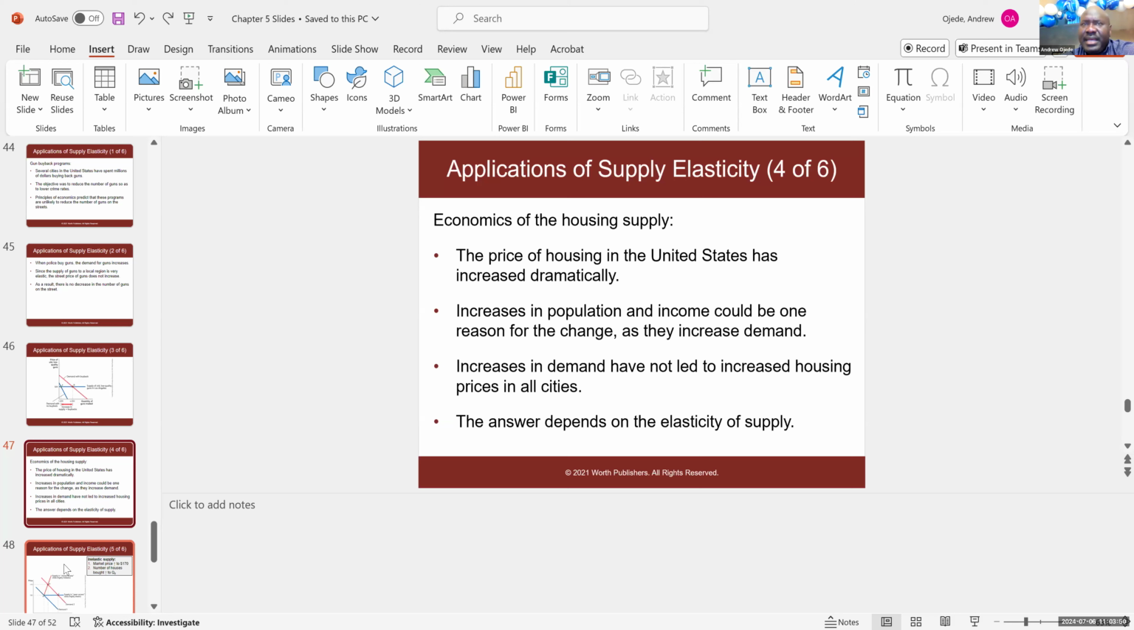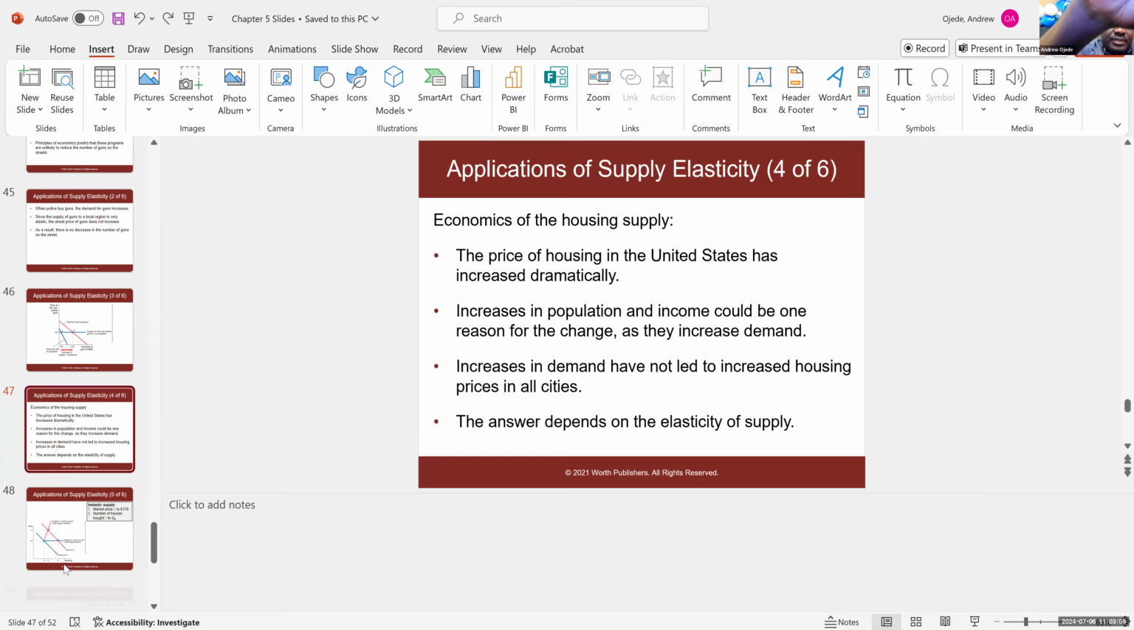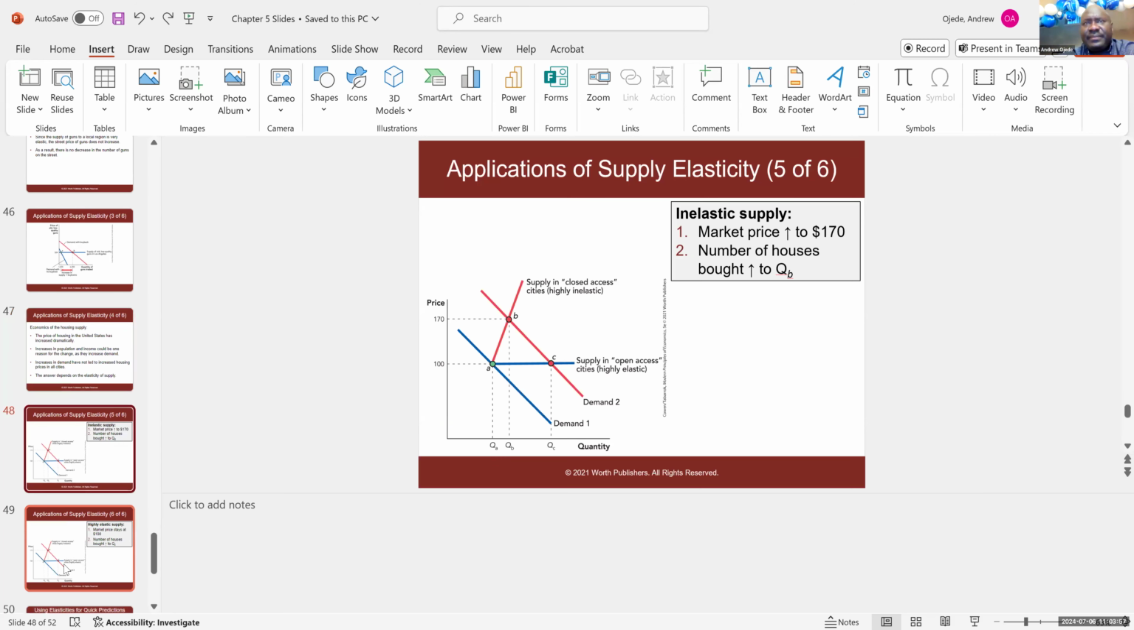Remember that. The answer depends on the elasticity of supply. Okay? How elastic the supply of housing is. So if the supply for housing in some cities is relatively inelastic, you can see that an increase in the price triggers a disproportionately lower, a decrease in what? In quantity, or a decrease in price triggers a relatively high what? Small increase in quantity demanded.